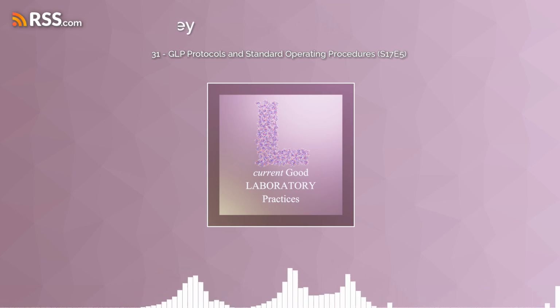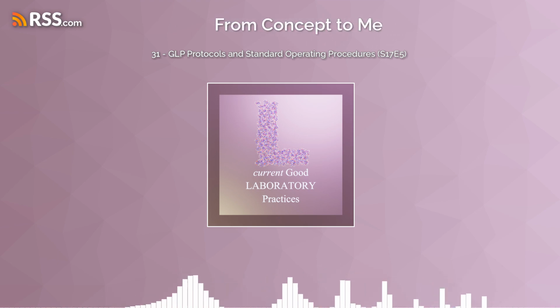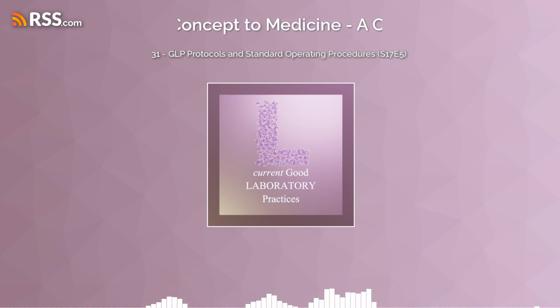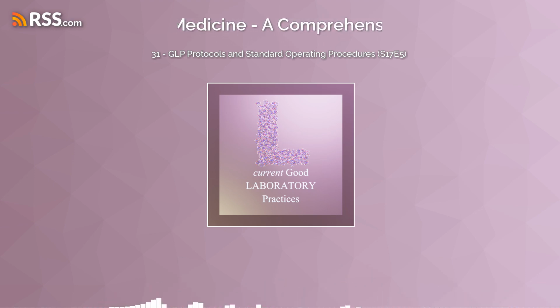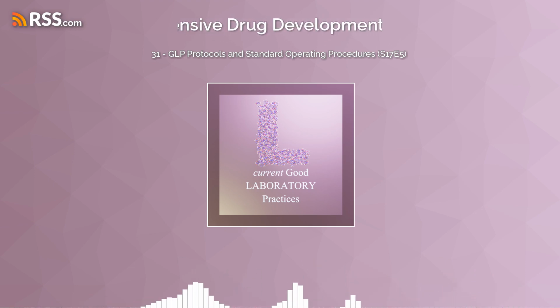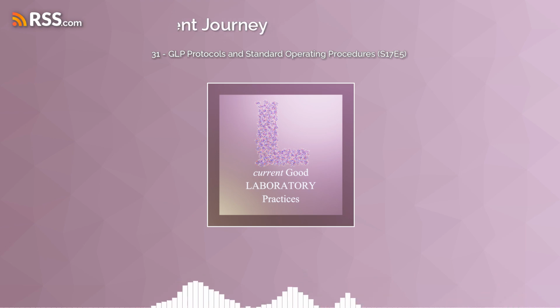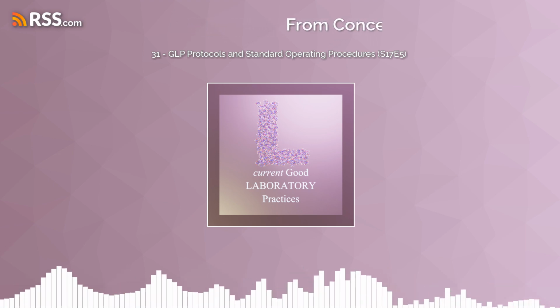And if they make a mistake, they have to correct it the right way by drawing a single line through what's wrong, initialing it, dating it, and writing a short explanation for the change. No erasing or scribbling it out so you can't read it. Electronic systems have similar rules. They often have what they call audit trails that track every change to the data, including who made the change and when.